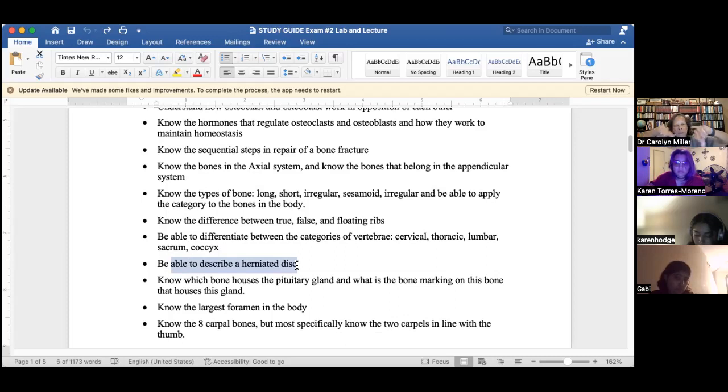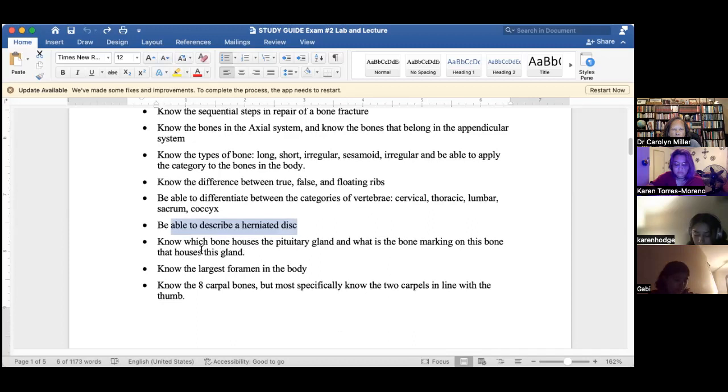And then we have a ring of fibrocartilage, annulus fibrosus, around the center of that fibrocartilage. If that annulus fibrosus, that ring of cartilage, does not keep the nucleus pulposus in check, it can push against the nerve and cause pain. And that's the herniated disc.